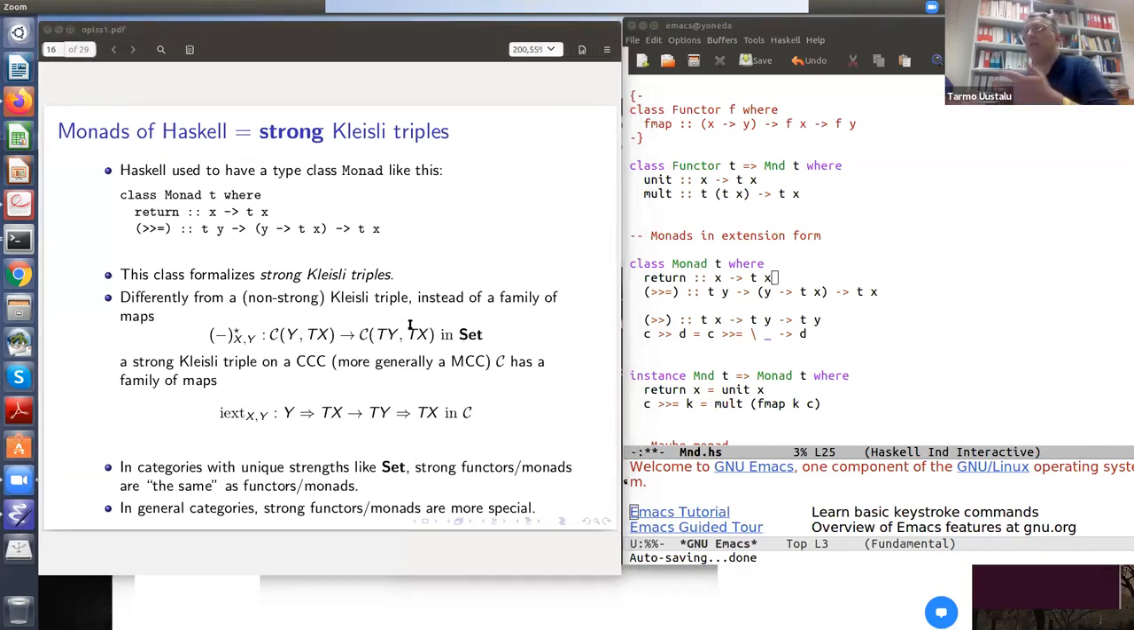Now, why in the case of Haskell do we always keep talking about monads rather than emphasizing strong monads? There is a categorical fact that in categories with unique strength like Set, strong functors and monads are the same as functors and monads. So because strengths are unique, every functor is uniquely strong, you do not notice that this is going on. And therefore, you can freely exchange between these two formats. But really, in more general categories, there is a difference. Now, depending on your background, this might or might not be important to you at all. But it's important to keep in mind if you're on the theory side, because that really affects so many things.